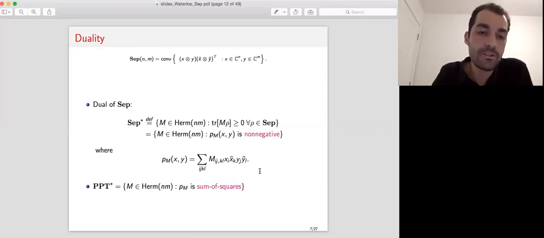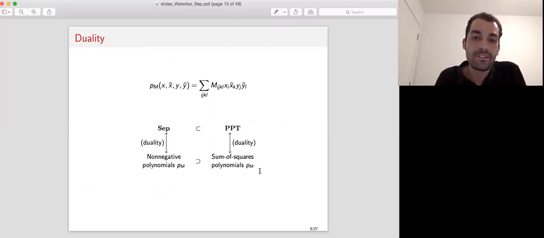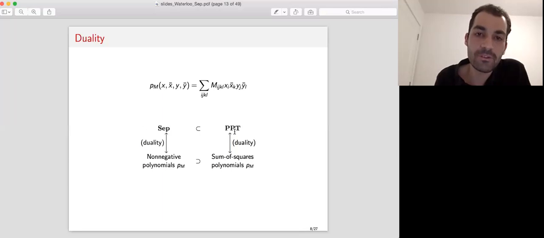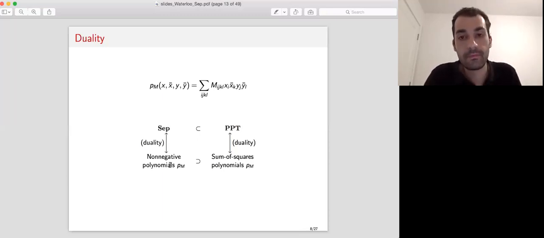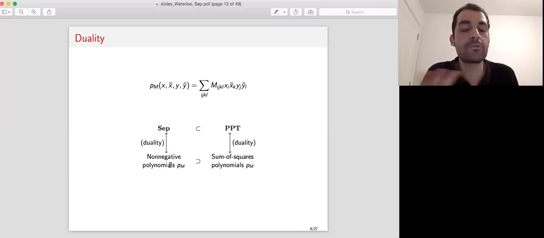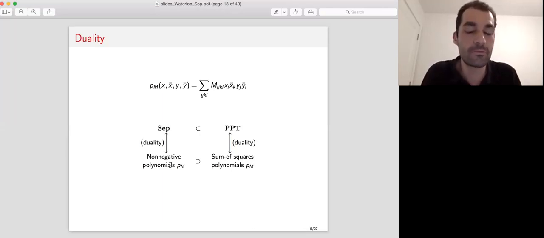This diagram really summarizes what we have. SEP is included in PPT, and by duality, PPT corresponds to polynomials Pm that are sums of squares, and SEP corresponds to polynomials Pm that are non-negative, so we have the reverse inclusion at the level of dual sets. I'm saying this early on because the distinction between sums of squares and non-negative polynomials will be crucial in the other results I will present in this talk.